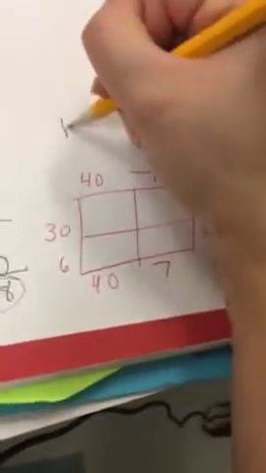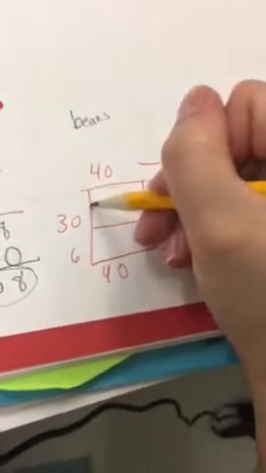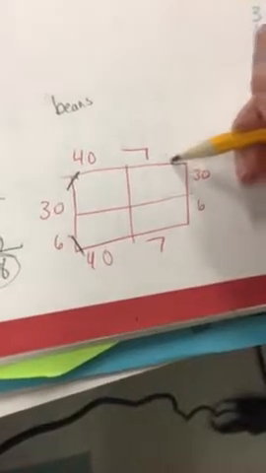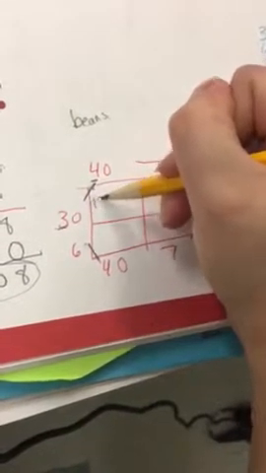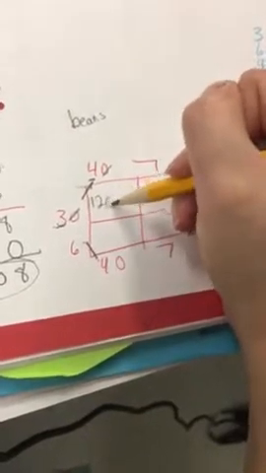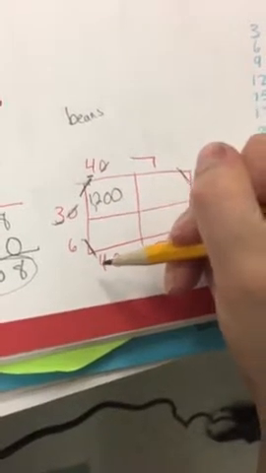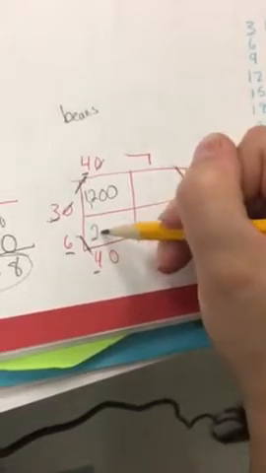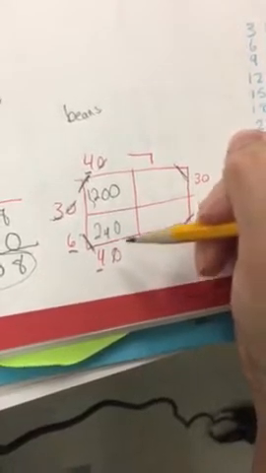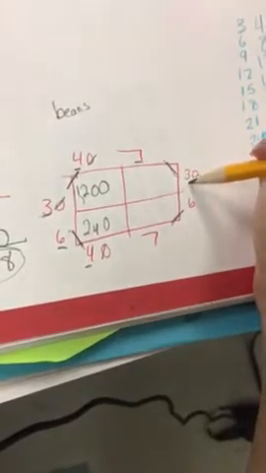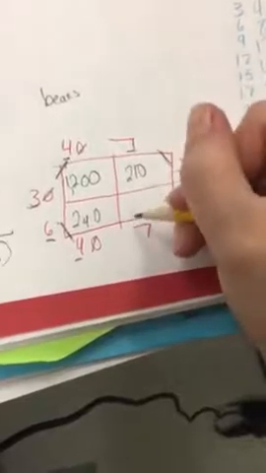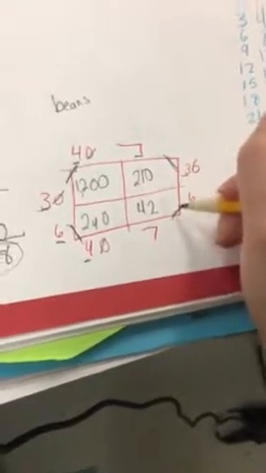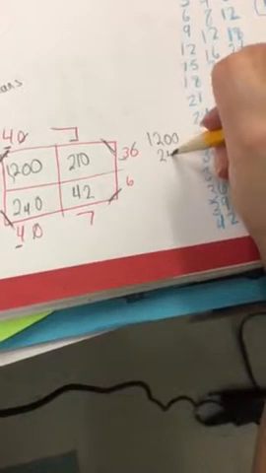And now here's my beans question. And I'm drawing my connecting lines. 40 times 30 is 12, plus 2 zeros equals 1,200. 6 times 40 is 24, plus 1 zero is 240. 7 times 30 is 21, plus 1 zero, 210. And 7 times 6 is 42, plus no zeros. Now I'm going to pull over and add all my partial products.